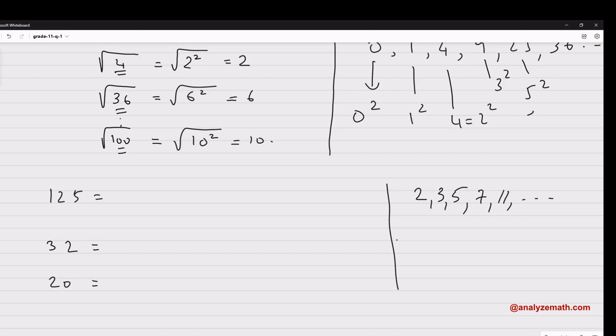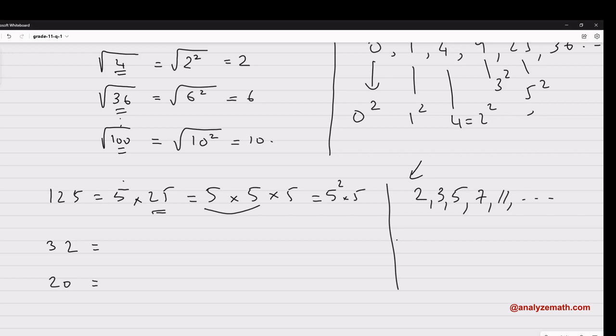Okay, let's start. 125, now we always start with the smallest number, 2. 125 is not divisible by 2, is not divisible by 3. It's divisible by 5, and it's equal to 5 times 25. And then we continue. 25 is 5 times 5. Finished, we cannot do any more. 5 times 5 is 5 power 2. It's a perfect square, which is good for us. That's what we're looking for.